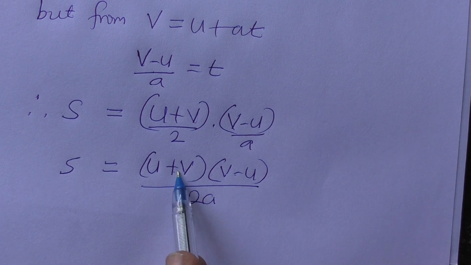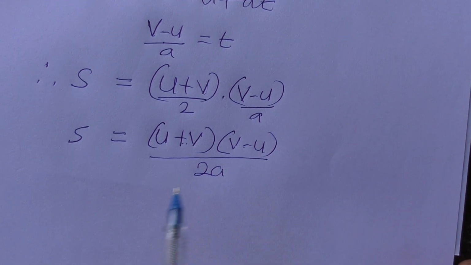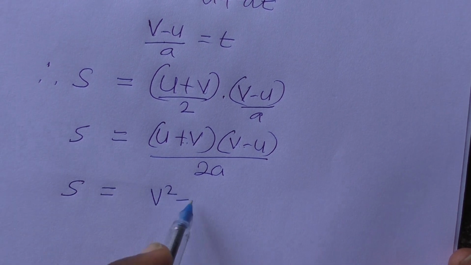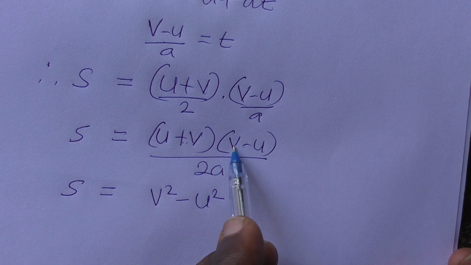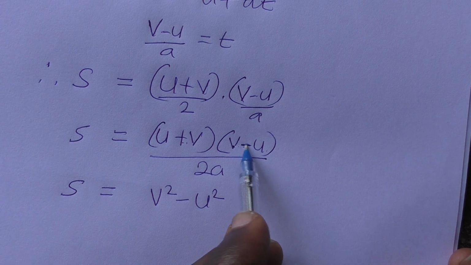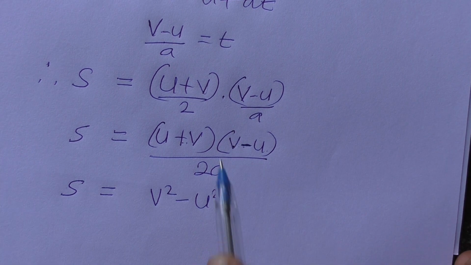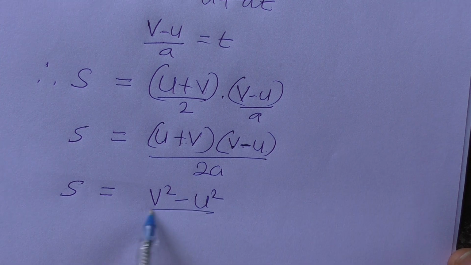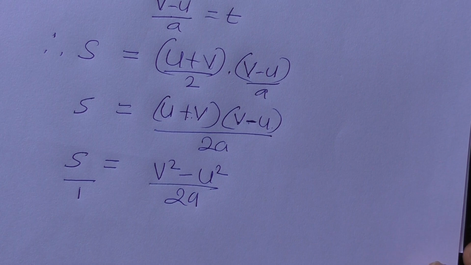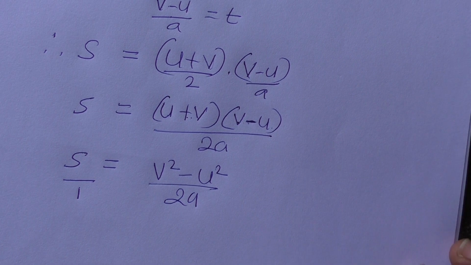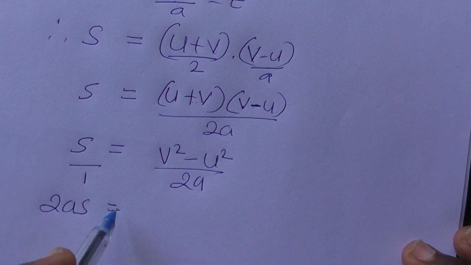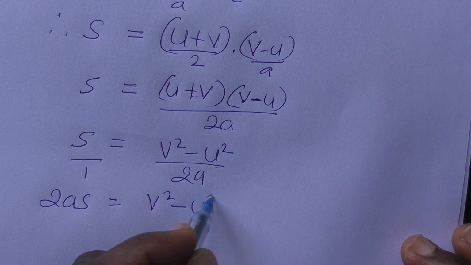But if you look at this, this is a difference of two squares, and therefore we shall have s as v squared minus u squared, because it is v minus u. The other one doesn't matter, but what matters is the one with the minus. So it is v squared minus u squared over 2a. Then we cross multiply, and that gives us 2as equal to v squared minus u squared.